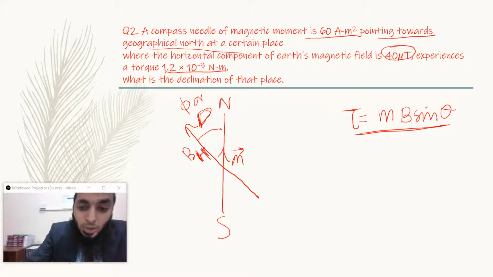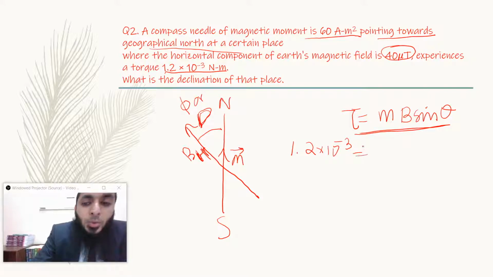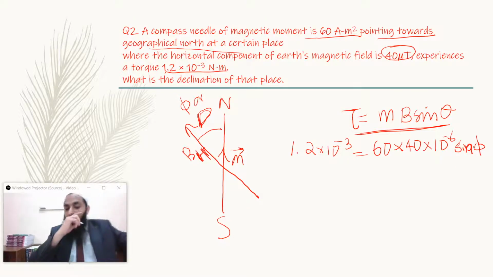So we can substitute 1.2 into 10 raised to minus 3 is equal to, the magnetic moment is 60 ampere meter square into, what is the magnetic field? The magnetic field is 40 microtesla, 40 into 10 raised to minus 6, into sine of this angle. What is the angle there? This is sine of phi. So you need to find phi.